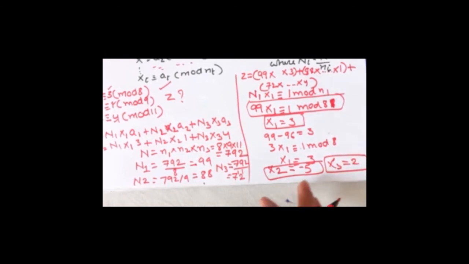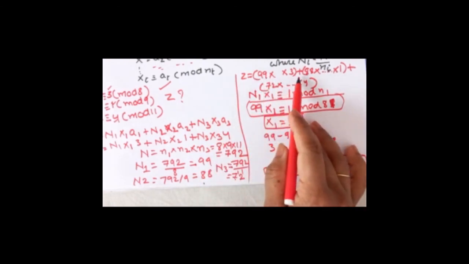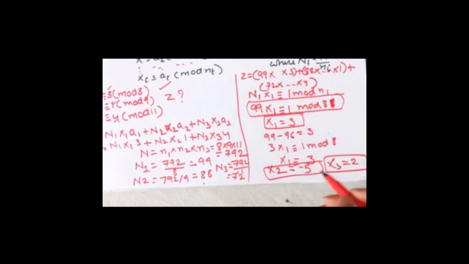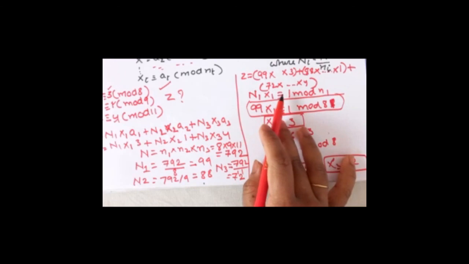So after doing this, please calculate your z value, that is 99 into 3 into 3 plus 88 into minus 5 into 1 plus 72 into 2 into 4. For that, if you calculate, you get z as 1027, right? After calculating z, you get 1027.